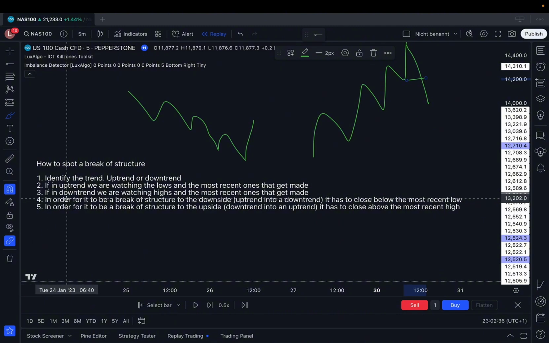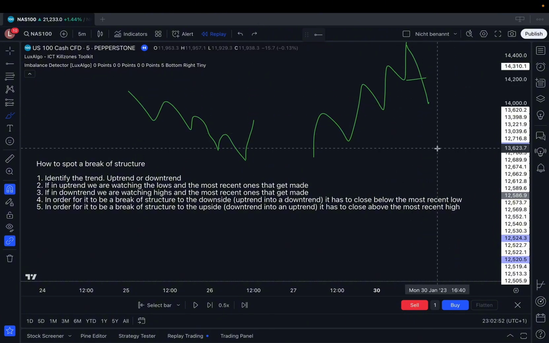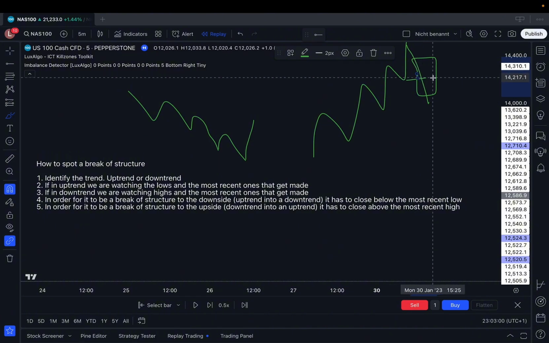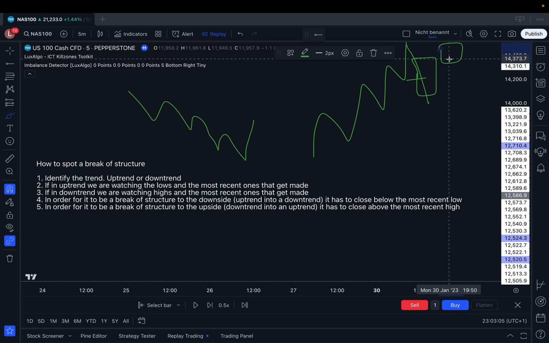Fourth step, in order for it to be a break of structure to the downside, so an uptrend into a downtrend, it has to close below the most recent low. So let's say we have a candle here, and then it moves here and it closes here, then it's a break of structure. But if it's a candle here and only the wick of the candle, so it's a 5-minute candle and the 5 minutes are not over, only it wicks here, then it's not a break of structure.